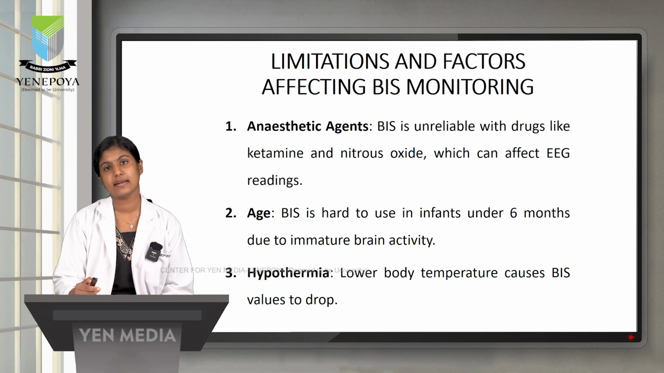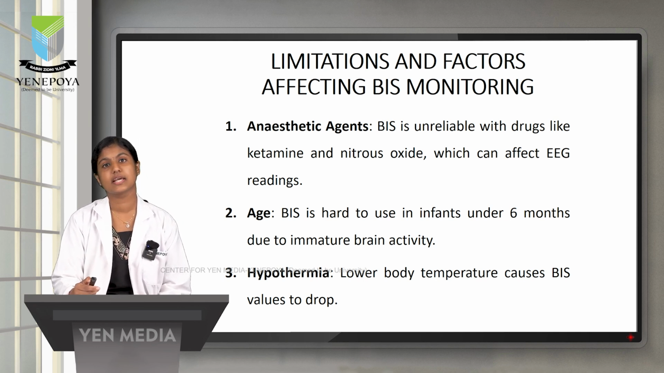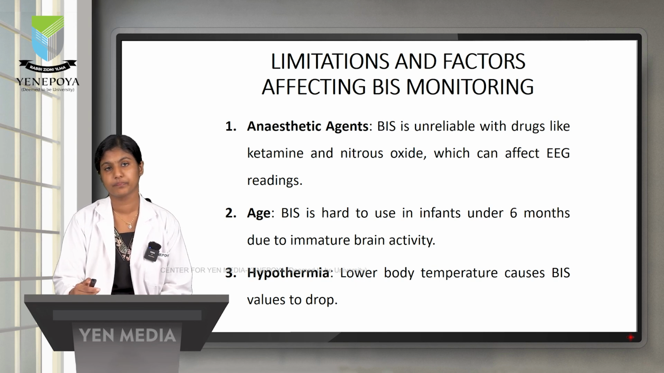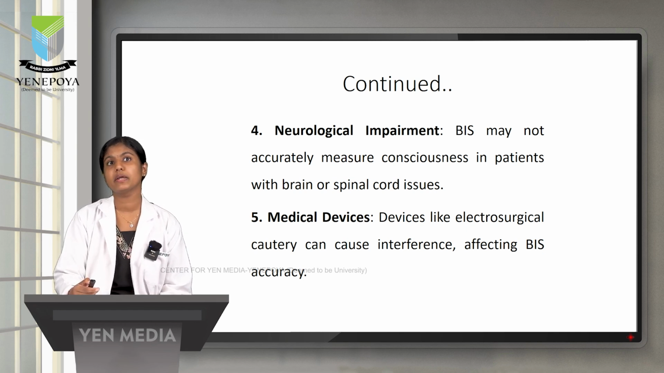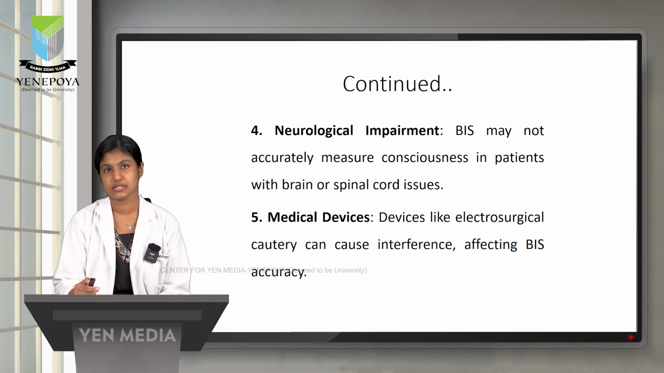So what are the limitations and factors affecting BIS monitoring? First and foremost, it is the anesthetic agents. BIS is unreliable with drugs like ketamine and nitrous oxide, which can affect the electroencephalogram readings. Second is age. In infants under 6 months, it is hard to use BIS because of their immature brain activity. Third is hypothermia. Lower body temperature causes BIS values to drop. Then in neurological impairment, like patients with brain or spinal cord issues, BIS may not be accurately measured. Then the usage of medical devices such as electrosurgical cautery can affect BIS accuracy.